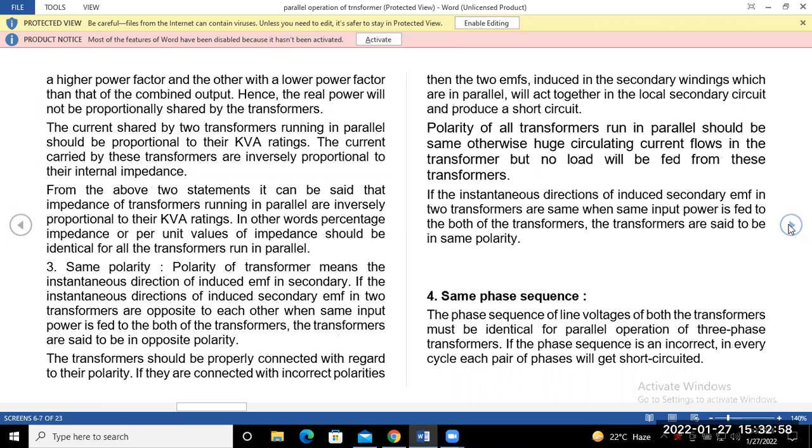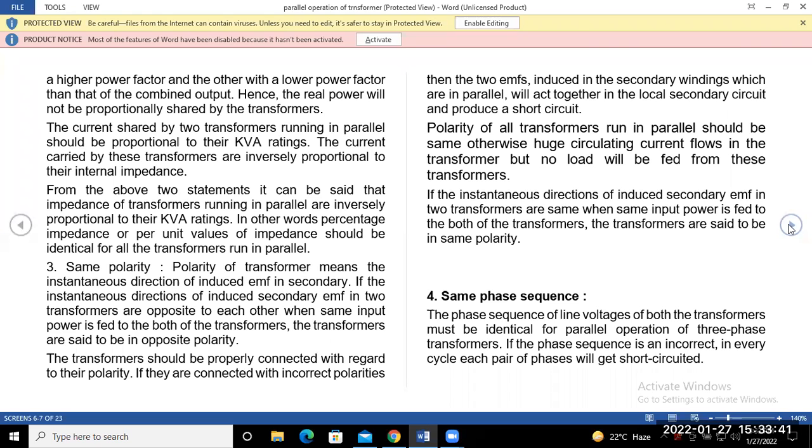And the next one is polarity. Okay. So the polarity of all the transformers running in parallel should be the same, otherwise a circulating current will again flow in the transformers if they are not connected with proper polarity. Okay. But no load current will be fed from these transformers. So if the instantaneous direction of the induced secondary EMF in the two transformers is the same when the same input power is fed to both transformers, the transformers are said to be of the same polarity.